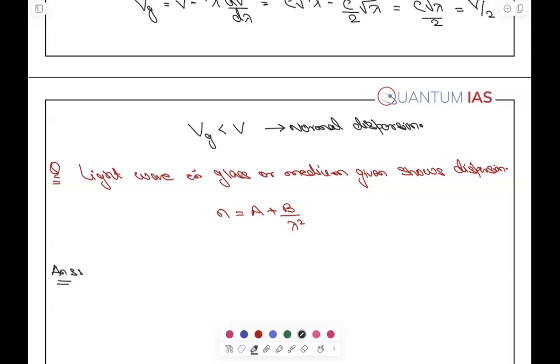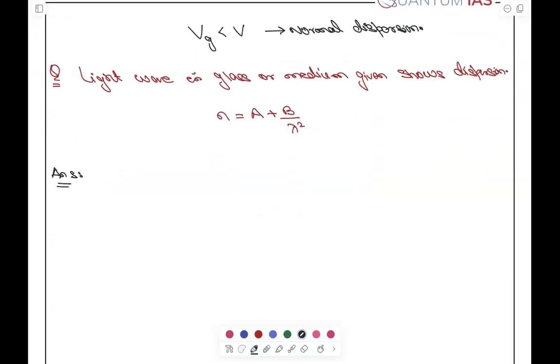If you have any doubt in any of the calculation, please do let me know, है ना? I'm assuming these are very basic calculations, है ना?